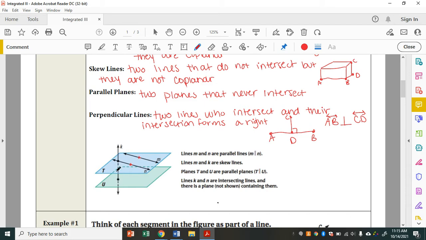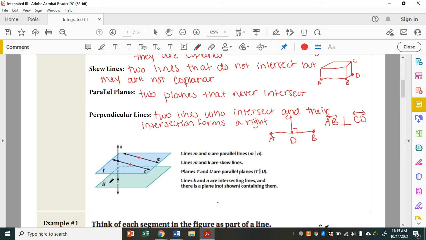From this diagram, it's maybe a little bit easier to see that line K and line M are skew lines. They're never going to intersect, but they're also not contained on the same plane. They're headed in different directions. So they're not parallel, but they're still just never going to intersect.